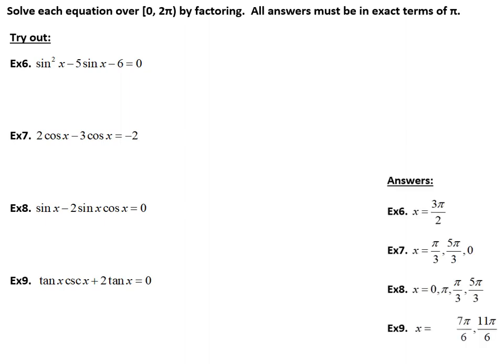Be careful with number 9. Although 0 and pi might work for tangent, that makes cosecant undefined and therefore must be thrown out.